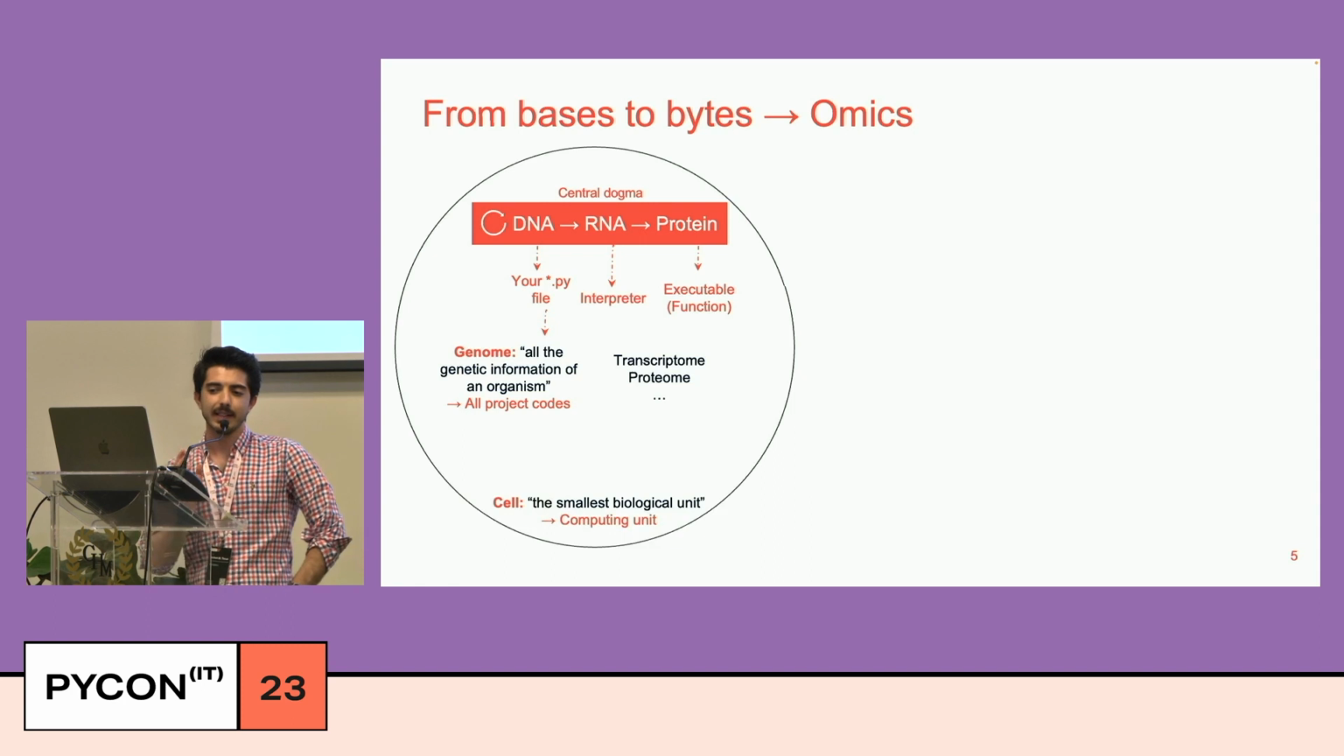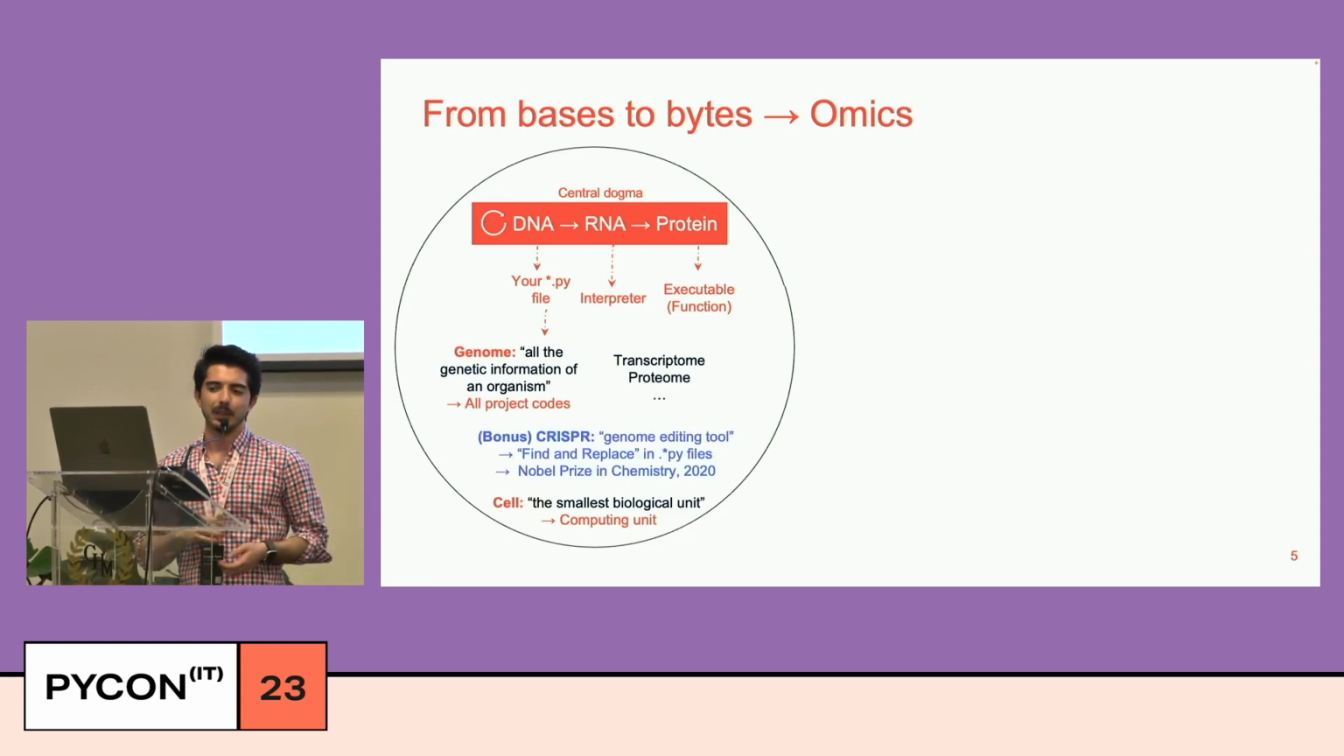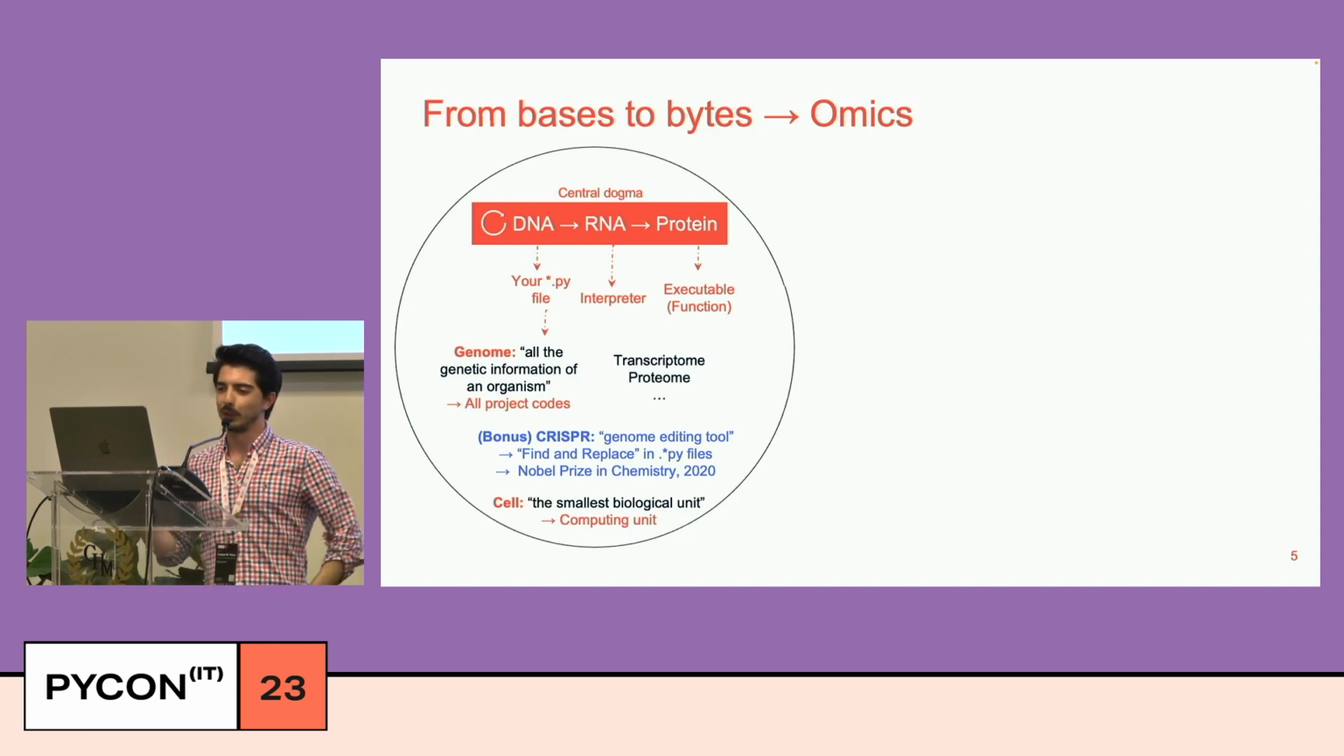To give you a sense of how complicated things are, because from this image it looks super simple, I will give you one bonus point. You already know the find and replace functionality in your favorite IDE is not something special, right? It's not worth talking about. But having the same functionality in our genome, a search and replace in our genome, ended up in a Nobel Prize in 2020. That's just 3 years ago. It's crazy, difficult things.